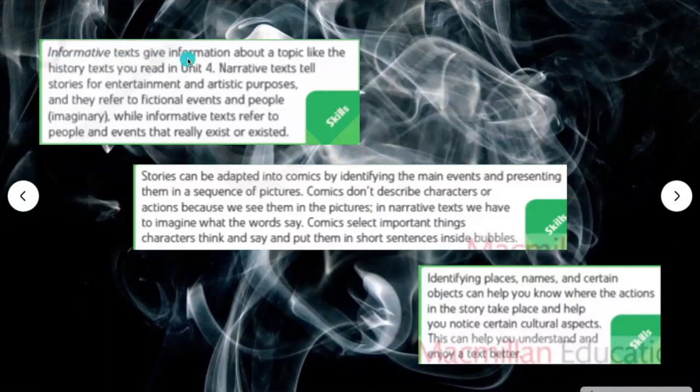Informative texts give information about the topic like the history texts you read in Unit 4. Narrative texts tell stories for entertainment and artistic purposes, and they refer to fictional events and people imaginary, while informative texts refer to people and events that really exist or existed.